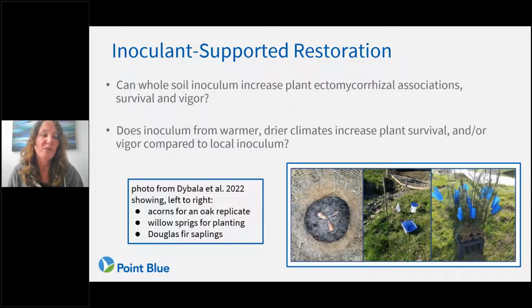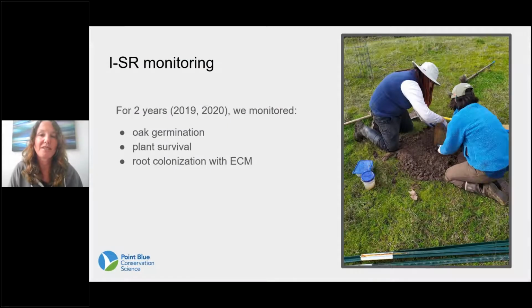These species are woody species that we typically use in our riparian restorations with Point Blue. So these are oaks, willow, and Douglas fir. And so what we monitored for this project included fairly simple indicators: oak germination, plant survival, and root colonization with the ectomycorrhizal partners.